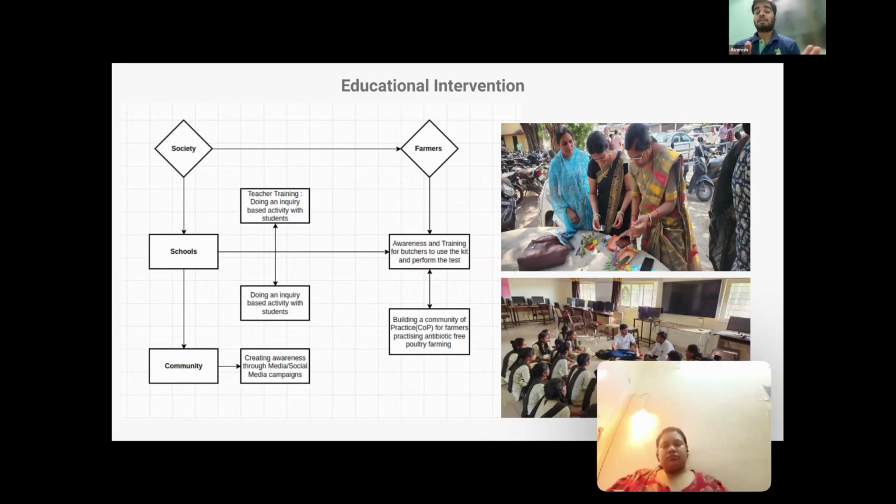While schools do this, schools can complement the community around in raising awareness. Also, the kit should be as cheap as possible, so that if we are working with the farmers, there can be awareness and training for the butchers, who can use the kit and perform that test. There can also be a community of practice for farmers, who share among themselves the practices for antibiotic-free poultry farming.